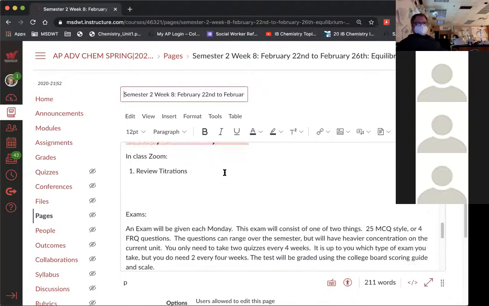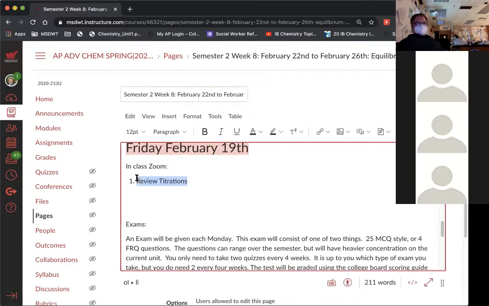Basically, we'll make our own indicator solution. And you guys know indicators from before. We're going to make our own indicator solution out of cabbage.